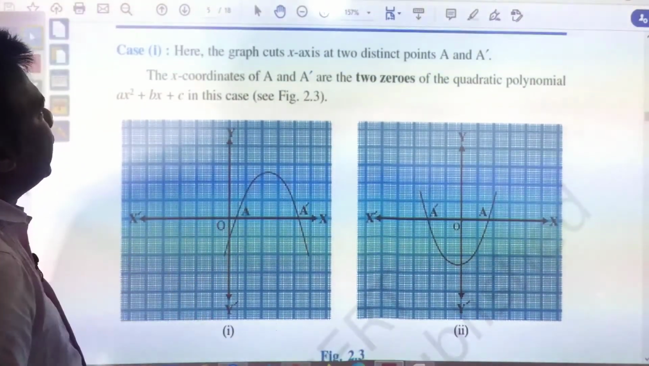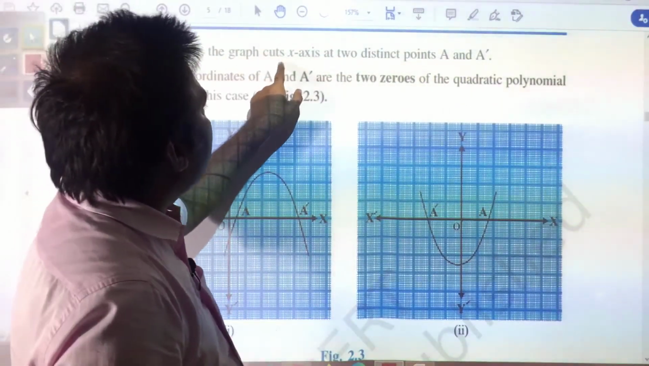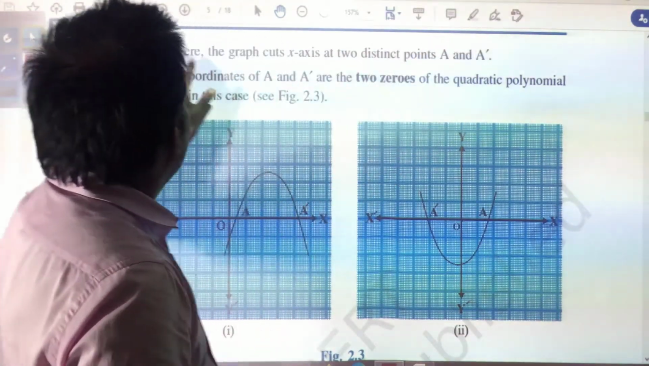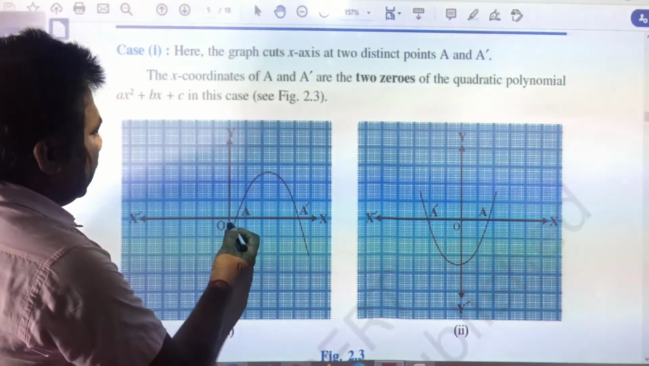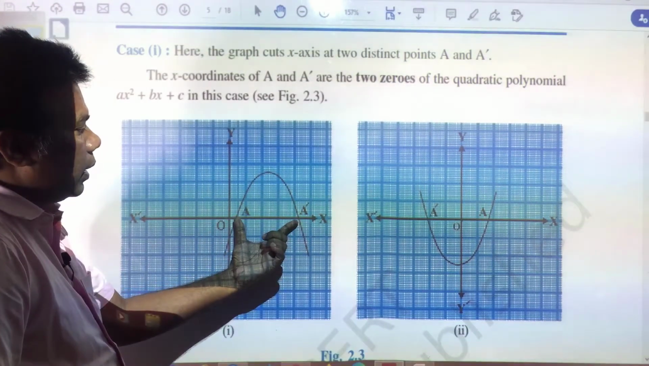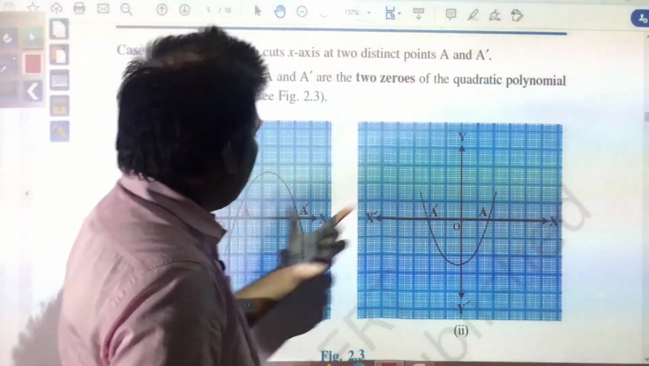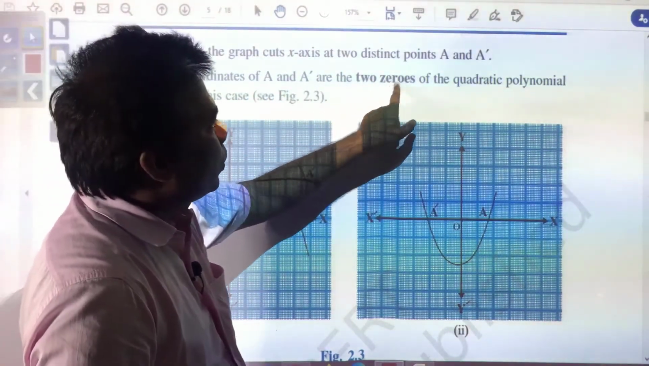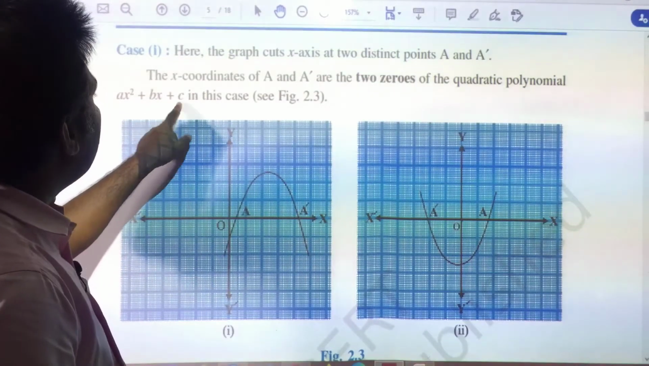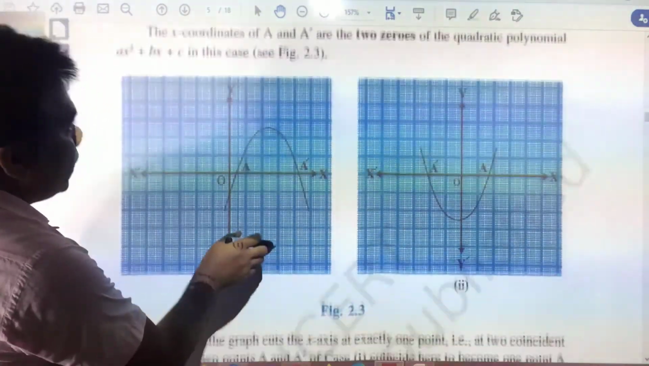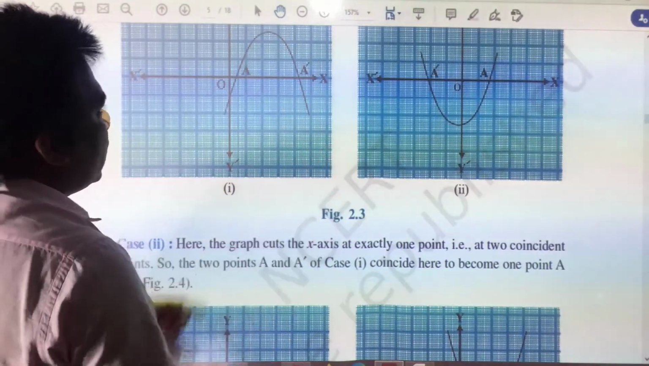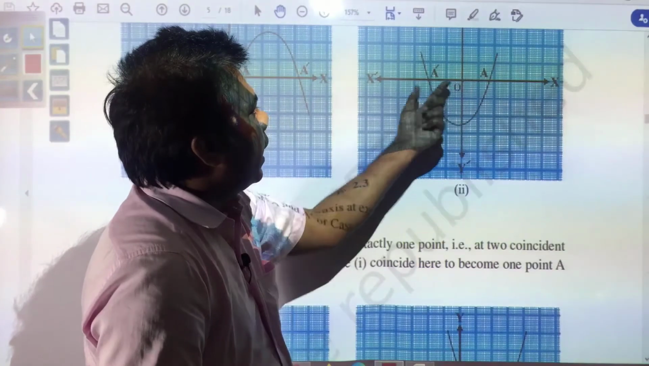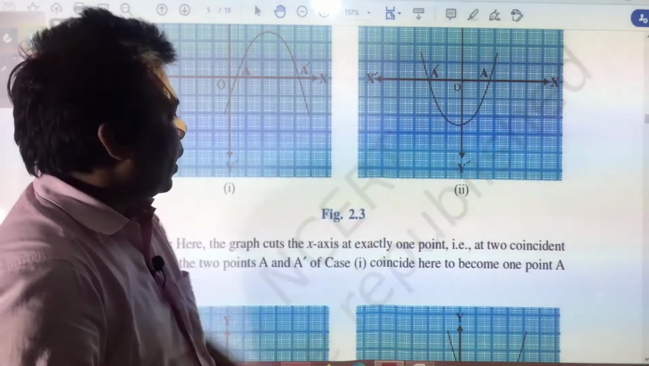So, here you see the first case: the graph cuts the x axis at two distinct points A and A dash. The first case is what? The x axis is being intersected at 2 points A and A dash, you can see. The x coordinates of A and A dash are two zeros of the quadratic polynomial ax square plus bx plus c. In this case, you can see figure 2.3. Either this will be like this or like this. At A and A dash you will have the intersecting points.